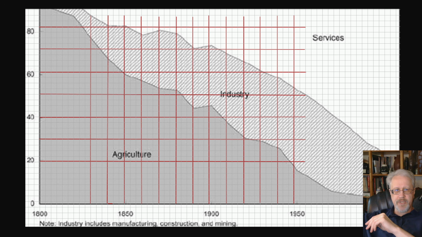The industrial sector grows to about 30 to 35% and then holds constant for a few decades and then begins to shrink. And you can see that shrinkage happening right around here. And no, that's not because of any decline in actual industrial output. We're going to see industrial output really takes off. But it's in terms of productivity per worker.